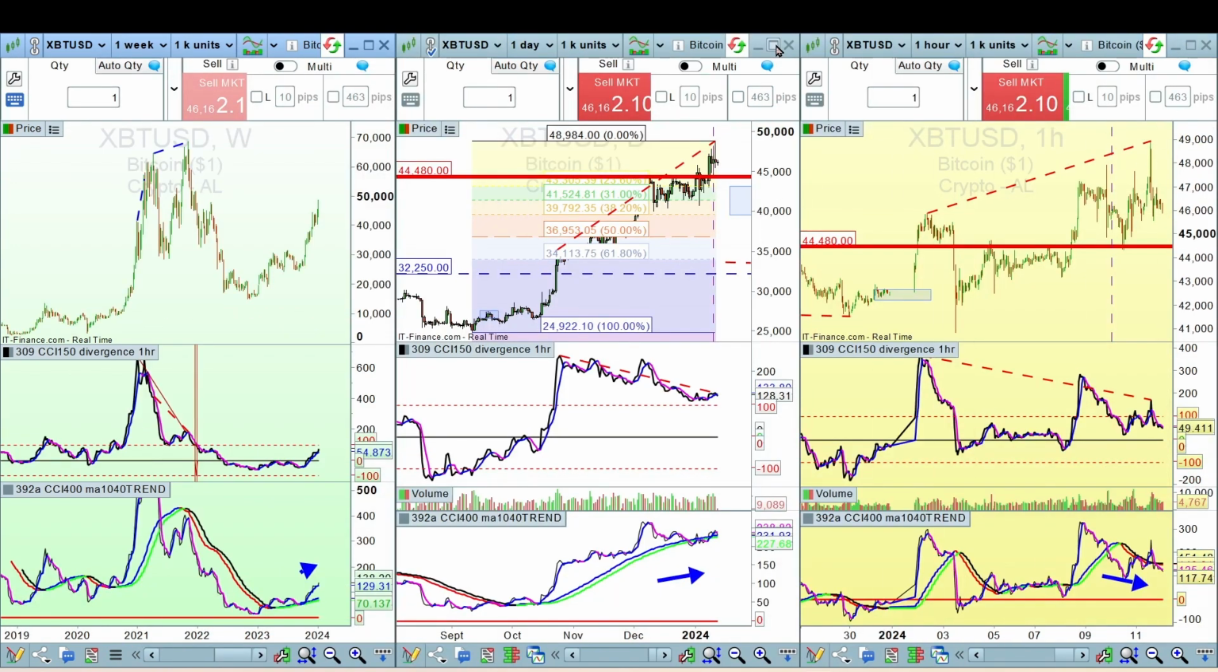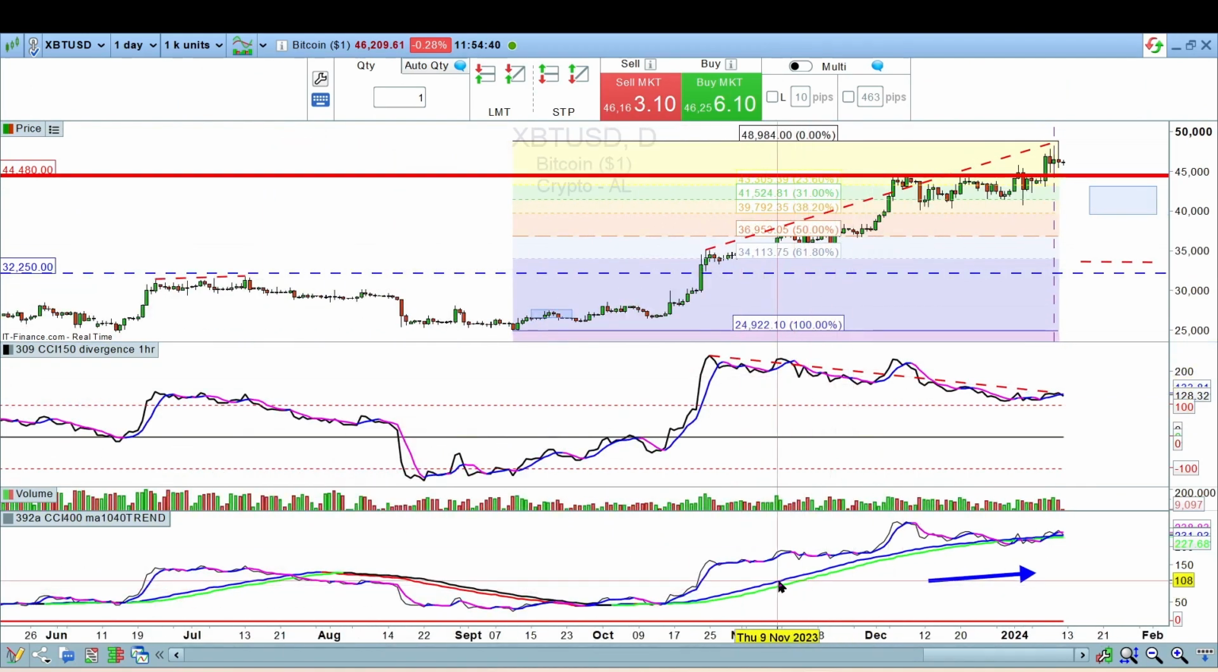On the daily, we're also in a somewhat sideways movement, or slightly bullish but sideways movement, on the CCI 400 trend indicator. On the CCI 150, our divergence indicator, you can see the CCI is making lower highs versus higher highs on the price. So that's a bit stubborn in terms of the price movement if you're expecting it to break to the downside.